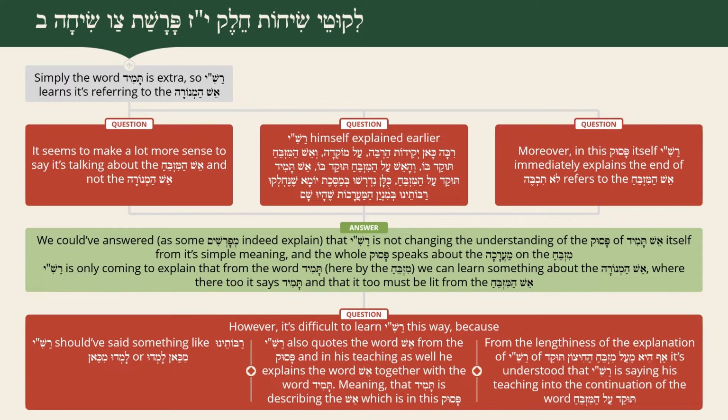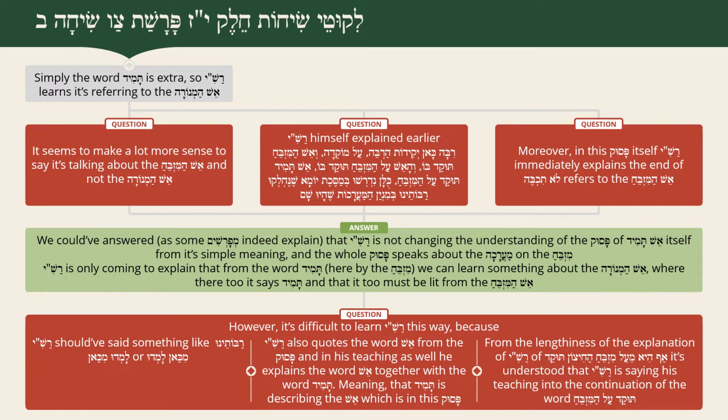Number two, Rashi also quotes the word Eish from the pasuk. Rashi doesn't just quote in his teaching the word Tamid. And also in his teaching as well, he explains the word Eish together with the word Tamid, meaning that Tamid is describing the Eish which is in this pasuk. According to the answer we just gave, the only word that's relevant over here is the word Tamid, that we learn from the word Tamid over here a limud about the Eish Menorah, where there too it says Tamid. And so the word Eish is not important. The fact that Rashi also quotes and speaks about the word Eish indicates that the Eish in this pasuk is referring to the Eish of the Menorah.